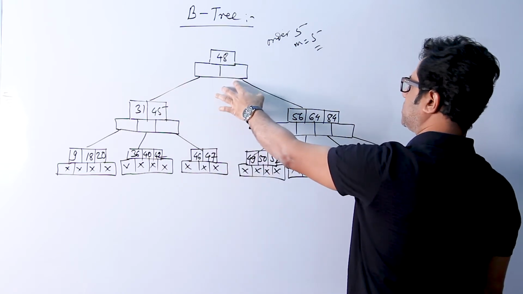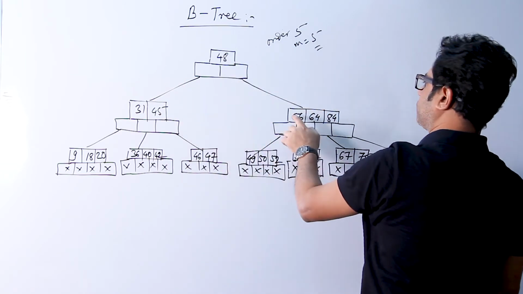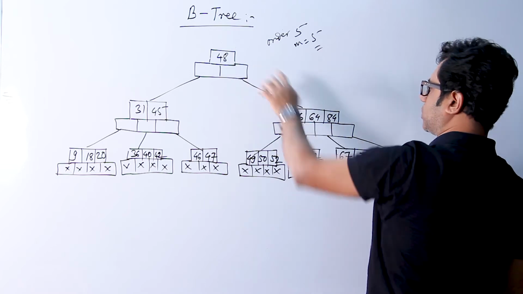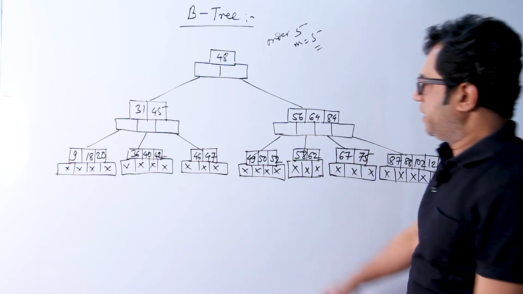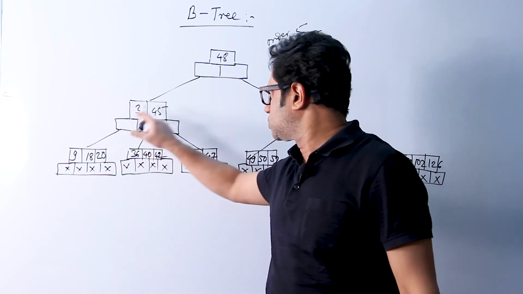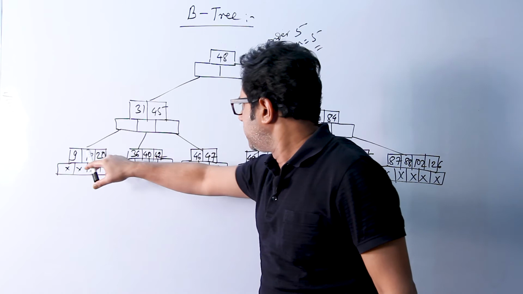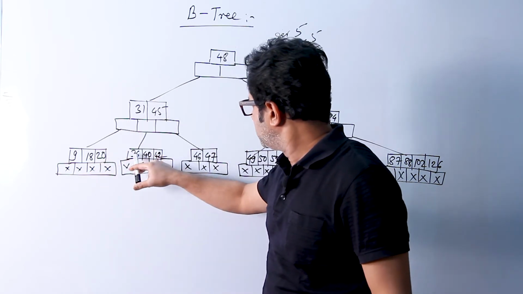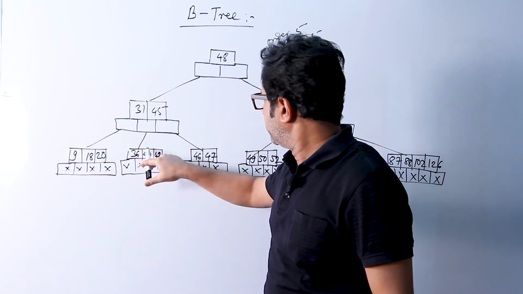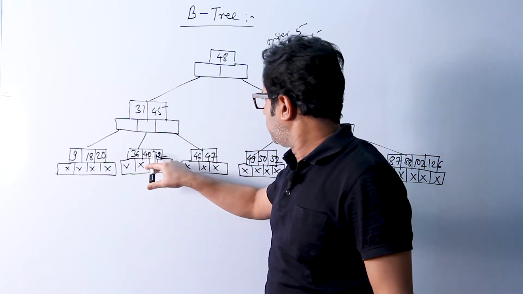Suppose this 48 leads to this right subtree, which has values all more than 48, that is 56, 64, 84. In this way we can also see that this is partitioned in a similar manner: 9, 18, 20 are all less than 31, and 36, 40 and 42 are all greater than 31.